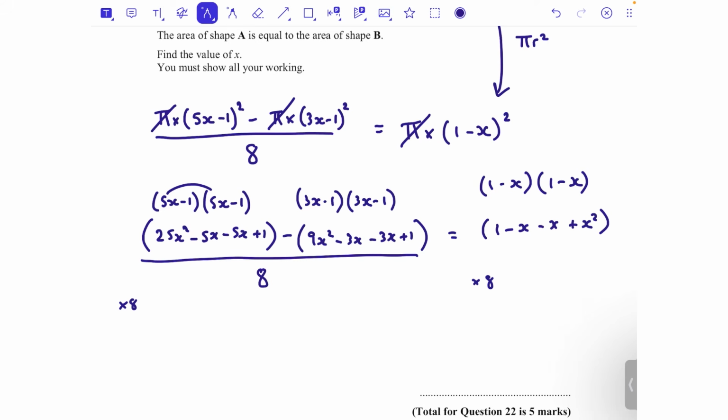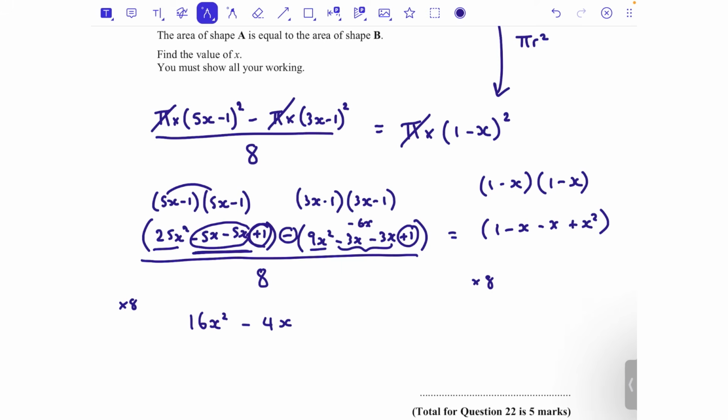So let's have a look. I've got 25x squared take away 9x squared. This term take away this term. So that leaves me with 16x squared. I've also got minus 10x here, but I'm adding, because I've got minus 6x here in total, but I'm minusing minus 6x, which means I'm going to add it. So I've got minus 10x from here, add 6x, which is minus 4x, and then I've got 1 from here, minus 1, which is gone.